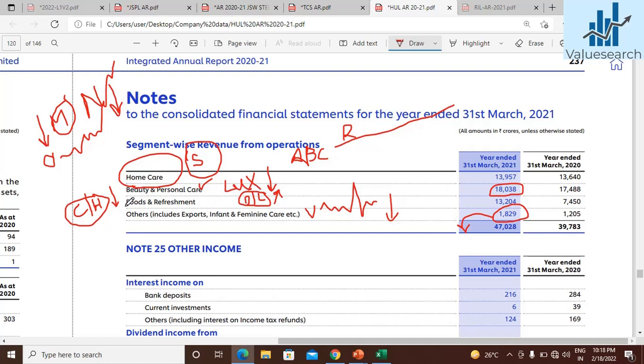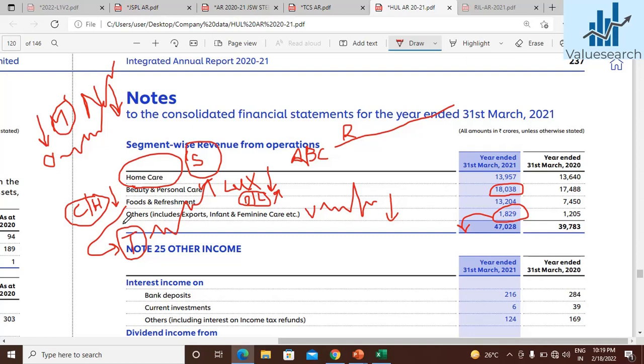Food and refreshment. In food and refreshment business, they have one brand called Tetley Green Tea. And in green tea, there is quite a good opportunity to grow their business in that particular segment. So going forward in future, this can turn out to be one of the key revenue drivers for this company. As you know, Horlicks and Complan both are super popular brands of Hindustan Unilever, so there is not much space for the company to grow in this domain. If the sales of Tetley Green Tea go up significantly, this will turn out to be one of the greatest revenue drivers for this company.